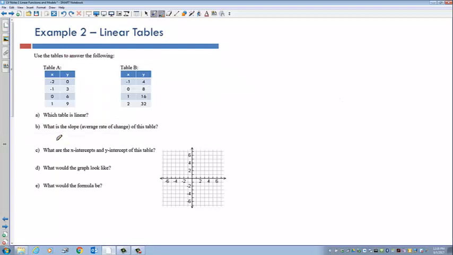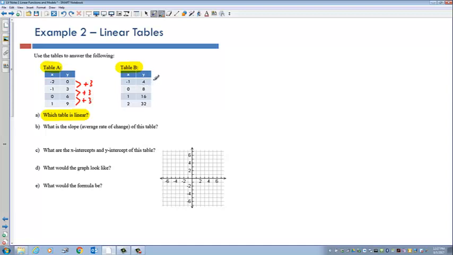So here's example 2. I give you 2 tables here. We have table A and table B. And the first question is, which table is linear? Let's take a look at the tables and see if you can figure out the pattern in each table. The inputs here are changing by 1 on both sides, so you're just adding 1. But what's happening over here is what we want to figure out. So what's happening? 0, 3, 6, 9. If you look at these, you'll say to yourself, well, each time it looks like I'm adding 3 to get to the next one.